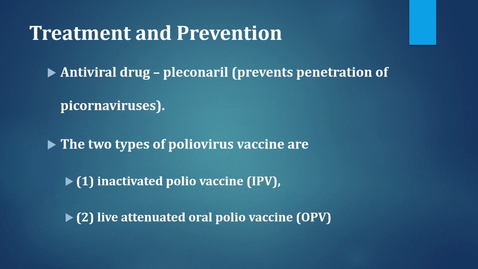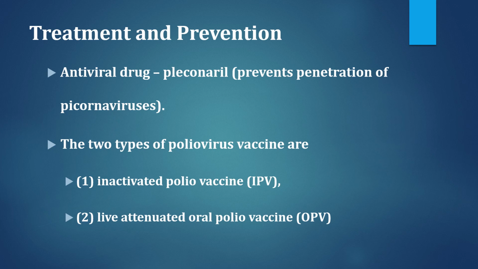Treatment and prevention of poliovirus infections. A new antiviral drug, pleconaril, is available. The drug inhibits the penetration of picornaviruses into the cell by inhibiting the viral protein 1 activity. It is administered early in the course of infection.